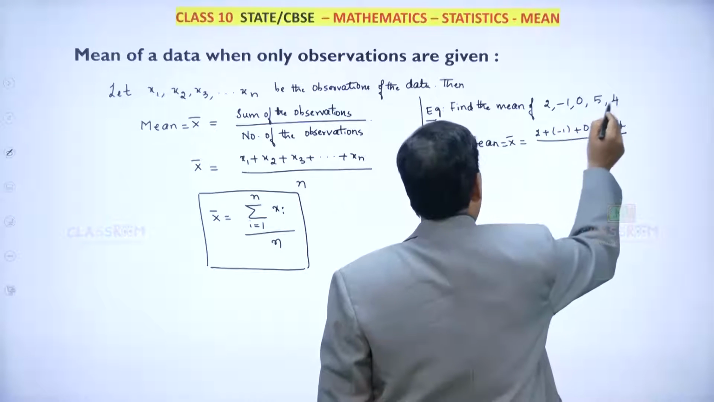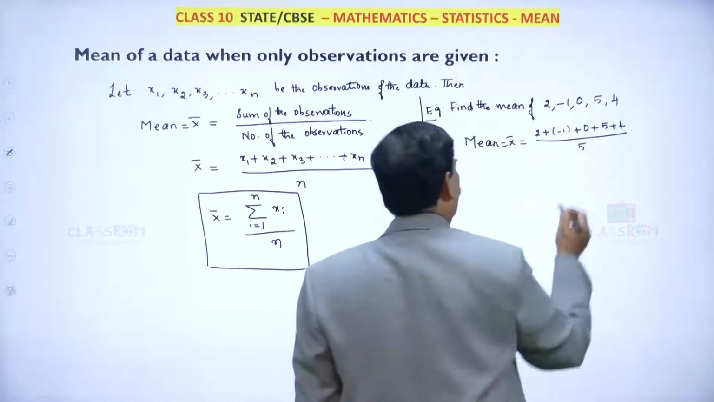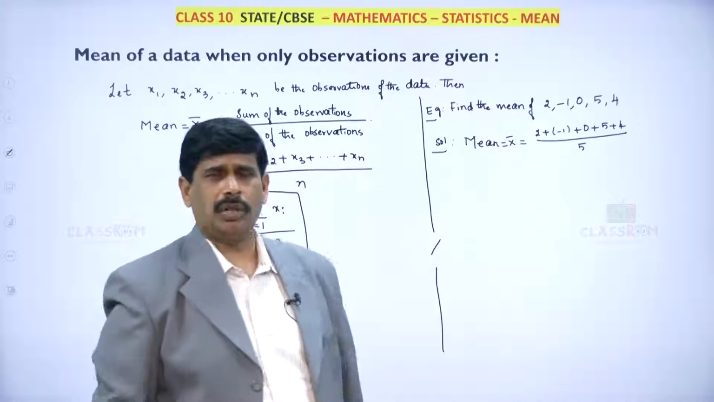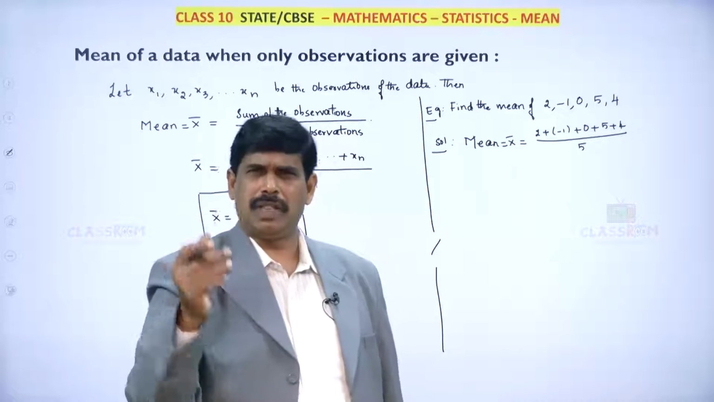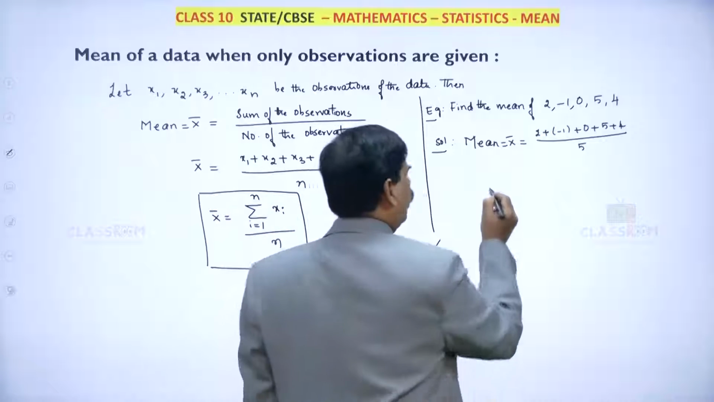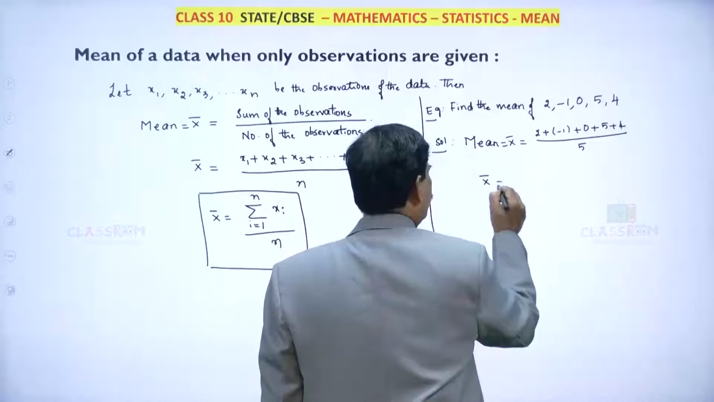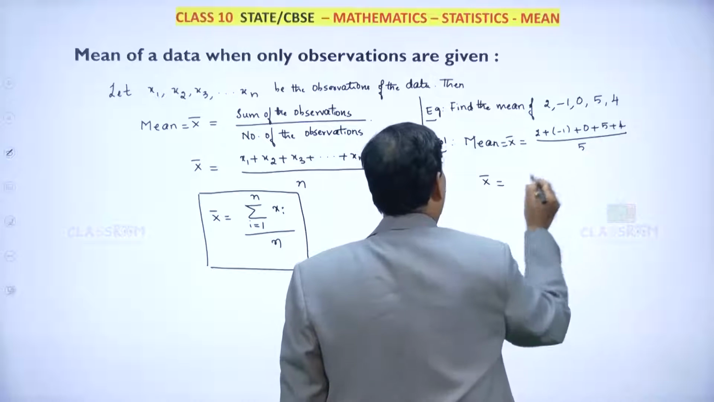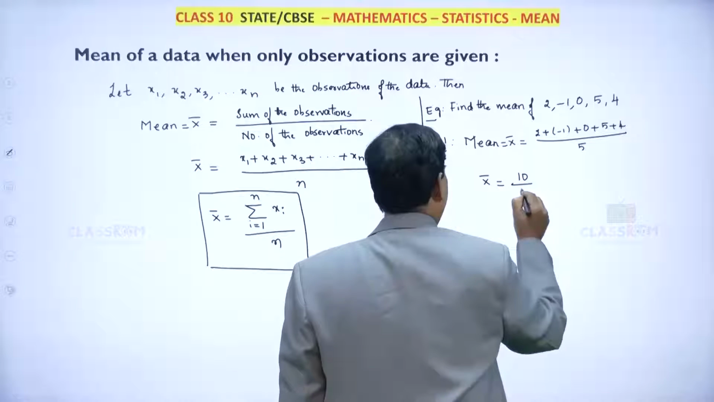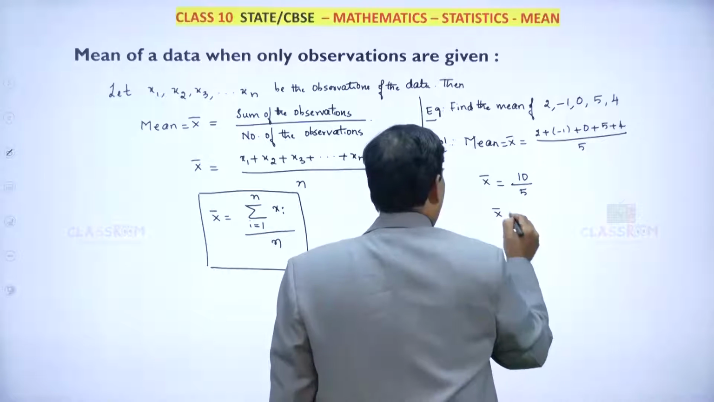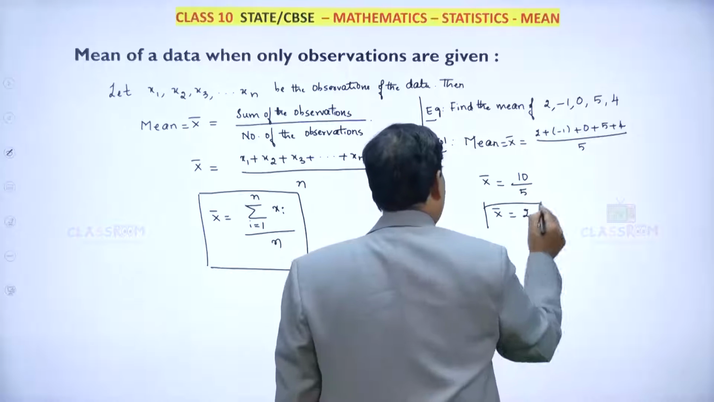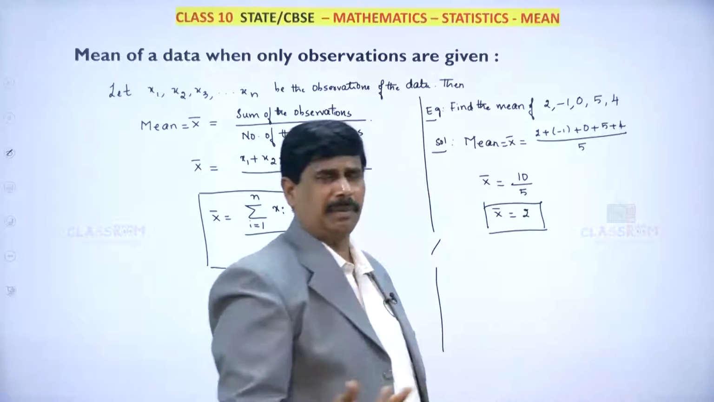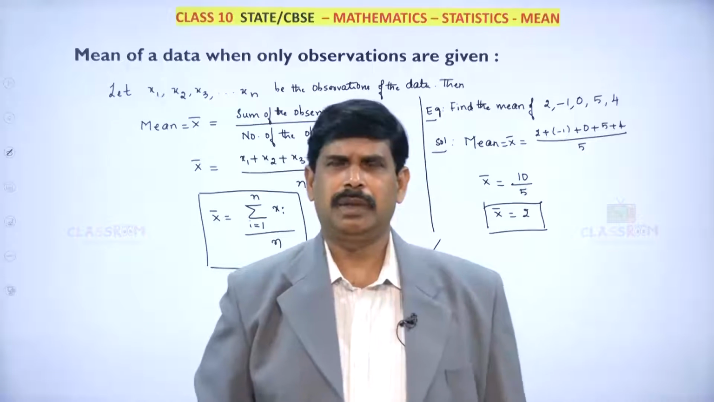1, 2, 3, 4, 5. You should also count that 0, children. You cannot leave 0. So now this is equal to 2 minus 1 is 1, 1 plus 0 is 1, 1 plus 5 is 6, 6 plus 4 is 10. 10 by 5. So mean is 2. It is not necessary that you should get a whole number. It can come in decimals also.